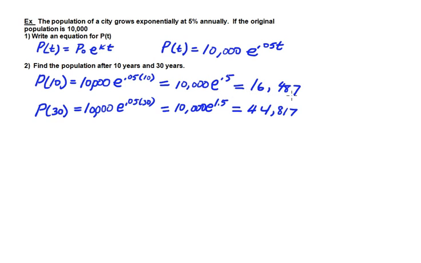And so you can see that this small town of 10,000, as it grows, after 10 years, it's at 16,000, about 1.5 times. But after 30 years, it will more than quadruple.